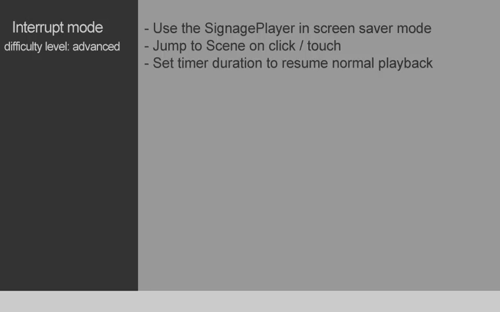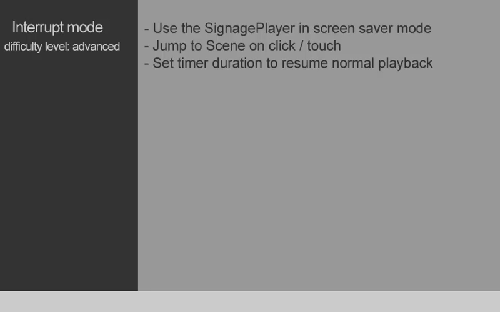In this tutorial, we're going to talk about the interrupt mode. With the interrupt mode, you can interrupt the normal scheduled presentation with user interaction. So essentially what this allows you to do is to create a presentation and have it run just as you normally would, but anytime a person touches the screen or touches the keyboard or moves the mouse, the presentation will jump into a specified timeline.